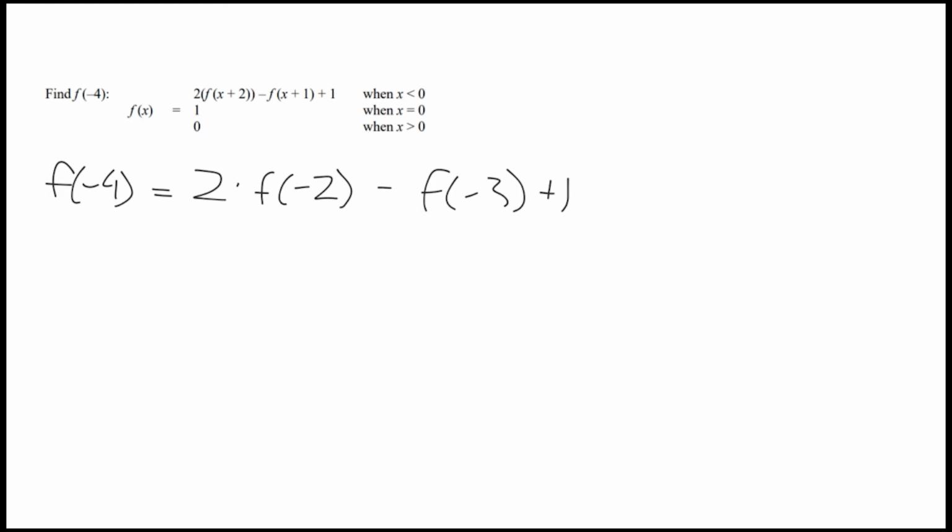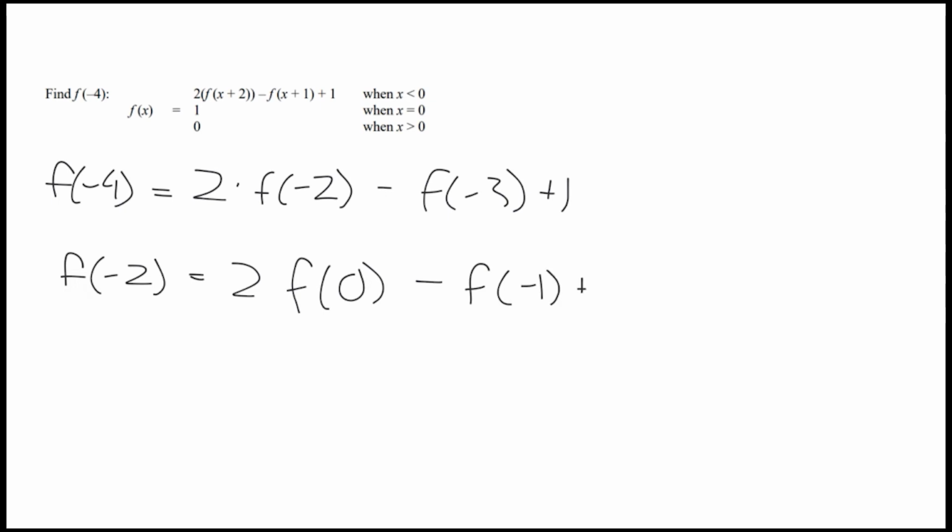Now, we need to evaluate both f of minus 2 and f of minus 3. But let's start with f of minus 2 first. F of minus 2. Minus 2 is definitely less than 0. So we'll need to do this first condition. So we have 2 times f of 0 minus f of minus 1 plus 1. Okay. In this one, we know that f of 0 is a base case and evaluates to 1, but we still need to find f of minus 1. So let's do that right now.